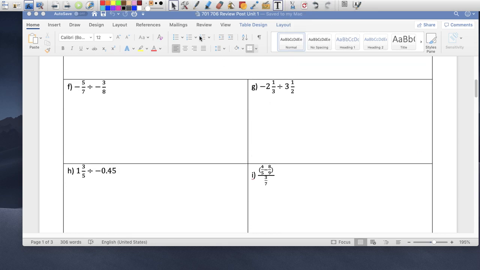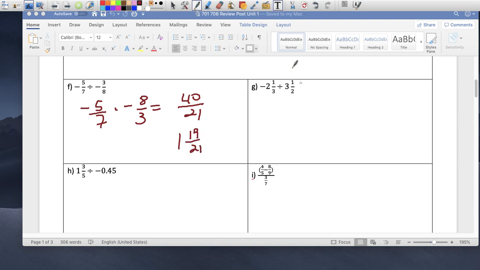F, it's a division of fractions, so we know that we have to change it to multiplication. Negative 5 over 7 times, I'm going to use a reciprocal, which is 8 over 3. Negative times negative is a positive. 5 times 8 is 40. 7 times 3 is 21. I'm going to change that to a mixed number. It's going to be 1, 19 over 21.